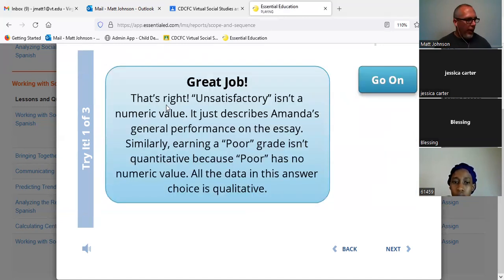Great job. That's right. Unsatisfactory isn't a numeric value. It just describes Amanda's general performance on the essay. Similarly, earning a poor grade isn't quantitative because poor has no numeric value. All the data in this answer choice is qualitative. Exactly. And let's say you were a student and somebody said your work is unsatisfactory. You would want a little more explanation. You might want your teacher to show you some numbers or something to help explain that.